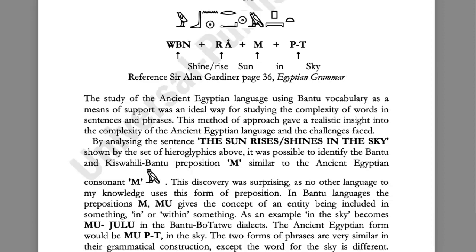it was possible to identify the Bantu and Kiswahili Bantu preposition m, similar to the Egyptian consonant m, represented by the owl. This discovery was surprising, as no other language to my knowledge uses this form of preposition. In Bantu languages, the preposition m and mu gives the concept of an entity being included in something, in or within. As an example, in the sky becomes Mujulu.